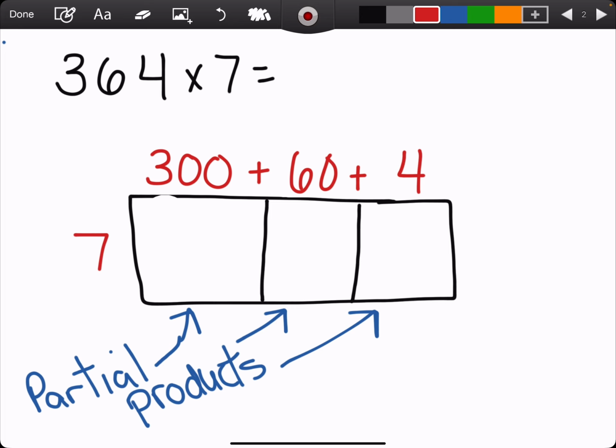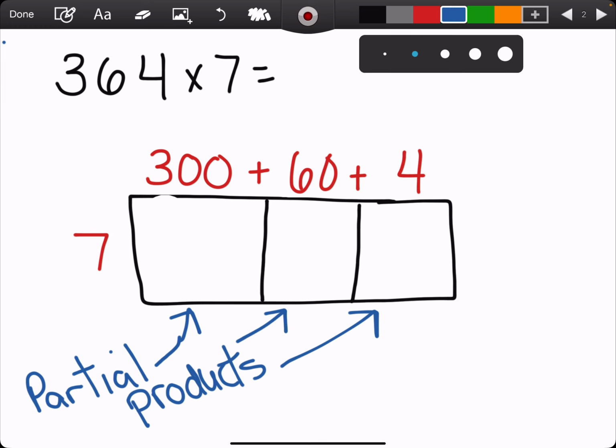Now, once you have that, now comes the multiplying. We're multiplying our basic facts and multiplying by powers of 10, 100, or 1,000, and we've worked on that in class before. So I'm taking the 300 and multiplying it by 7 and putting it in here, 60 times 7 and putting it in here, and then 4 times 7 and putting it in here. So let's give it a try.